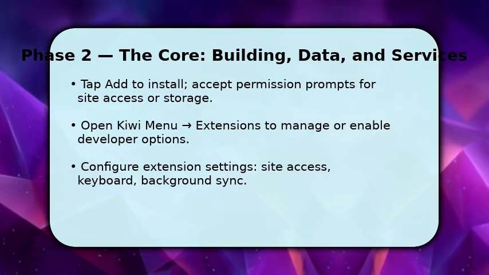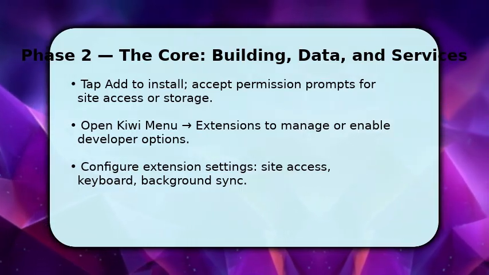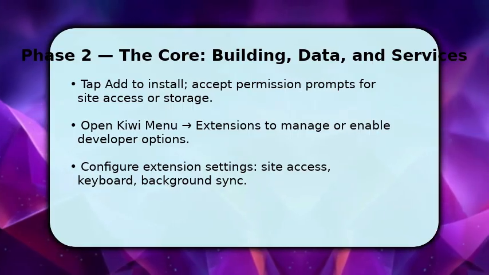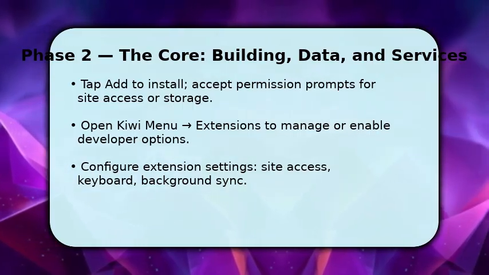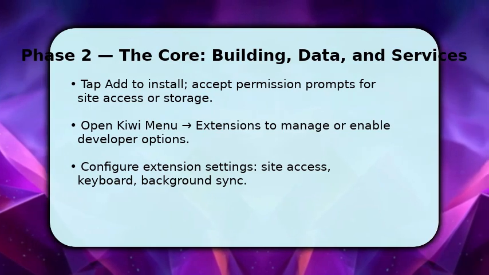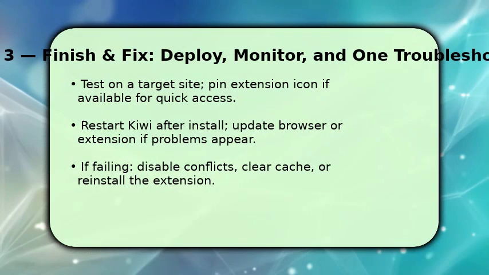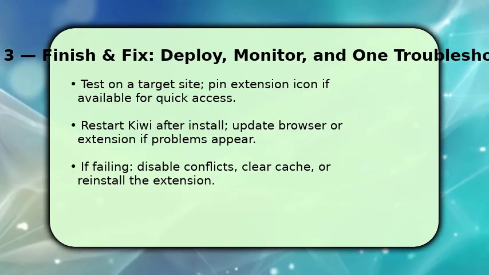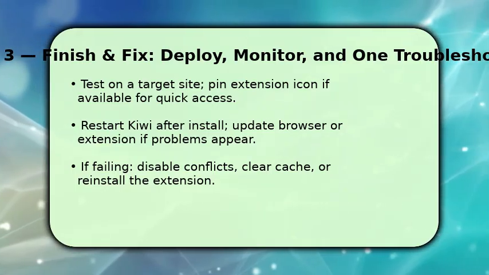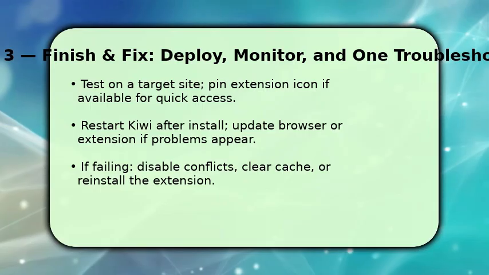Some require enabling keyboard input or overlay permissions. Make sure you toggle any per-site access to allow it on the domains you use most. After configuring, test with a page. You're almost done. Open a site the extension should affect and verify it works. Pin or enable its icon for faster access.